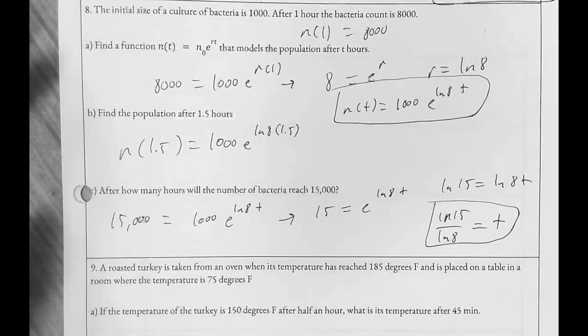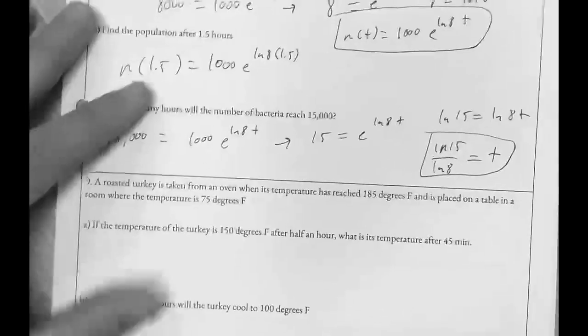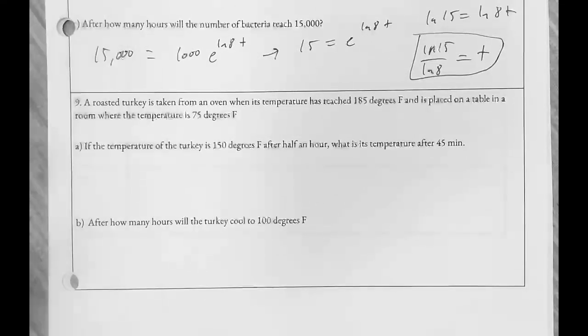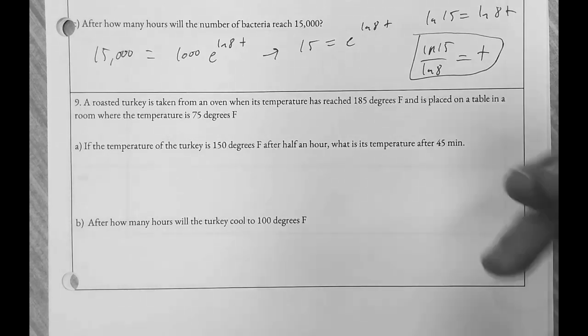Okay, final problem. A roast turkey is taken from the oven when its temperature is 185 degrees Fahrenheit and is placed on its table, room temperature of 75 degrees. So I would give you the formula. The formula's not here, but I would give you the formula.